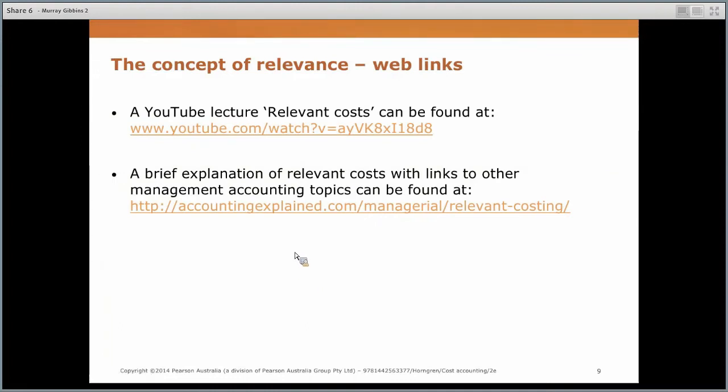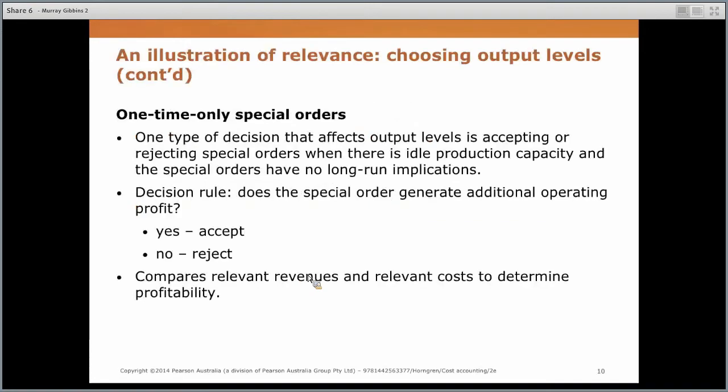There's a couple of YouTube clips you could chase up on relevant costing and what's relevant. So if you have the time, they're worth looking at.